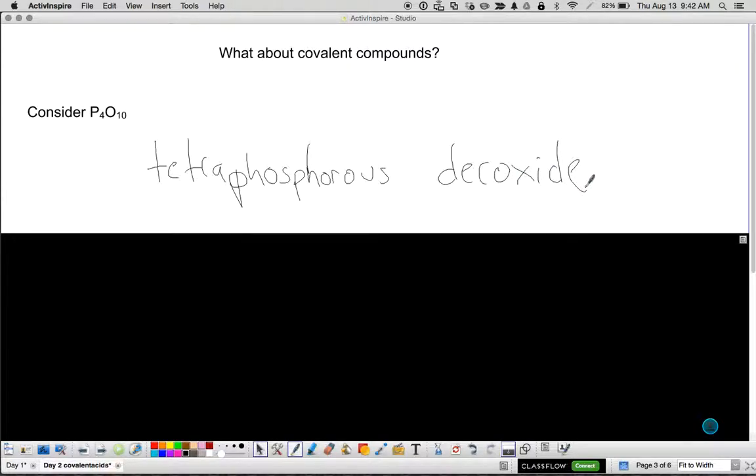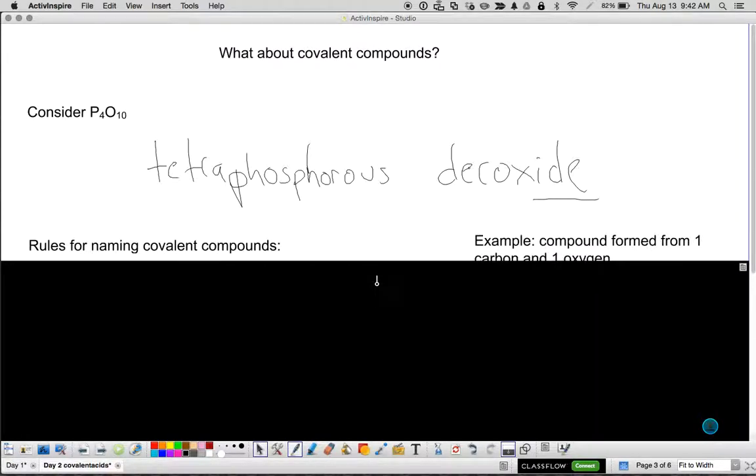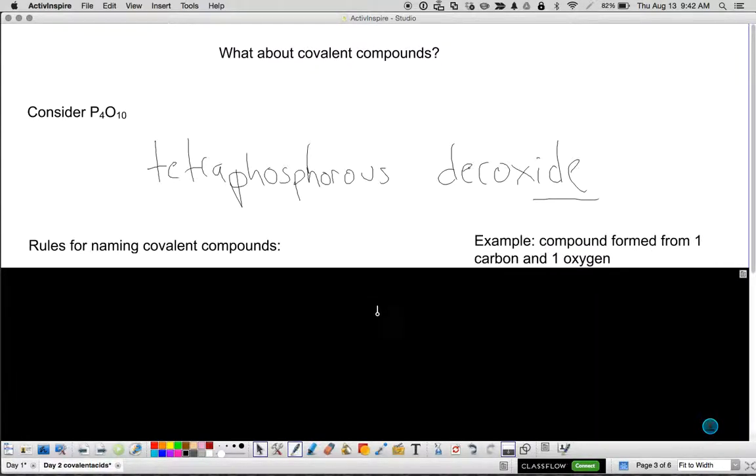Okay, so you'll see some stuff that we've seen before, like this IDE business. But now it looks like we've added some prefix stuff. Okay, and that's true. We have. Naming covalent compounds is based on prefixes. Okay, so how do we go about doing this?